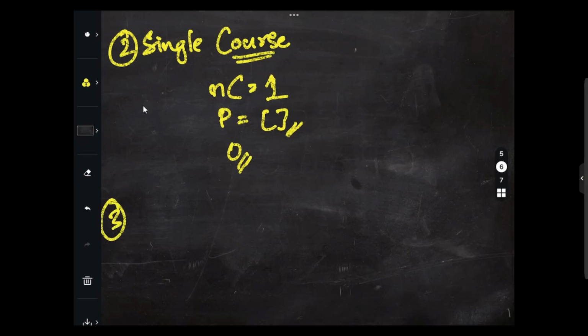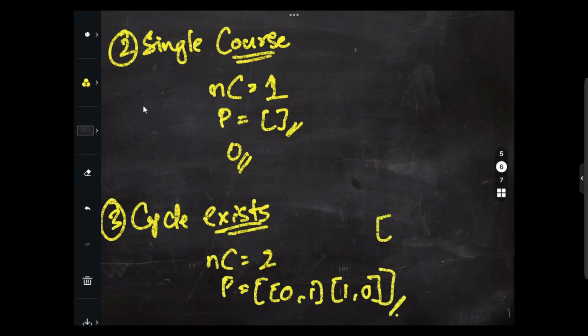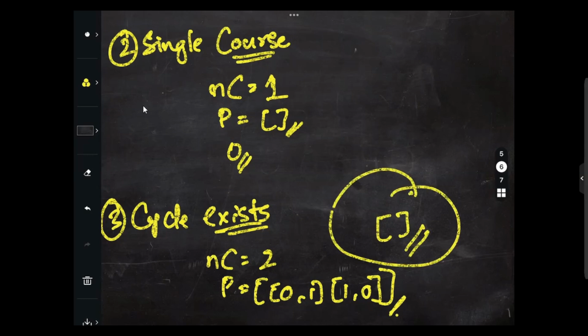The third one, let's consider cycle exists. Here, the number of courses, let's consider 2. Prerequisites, let's consider 0, 1 and 1, 0 in this case, right? So the output will be an empty array. Why? Because a cycle is detected, no valid order will be present. So the output will be an empty array. This is for the condition cycle exists.